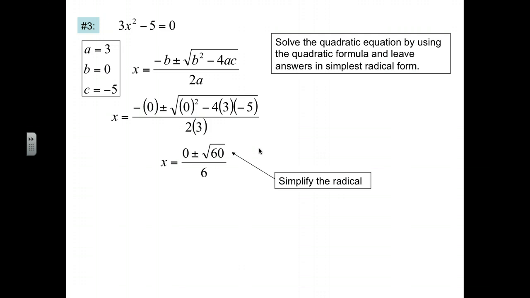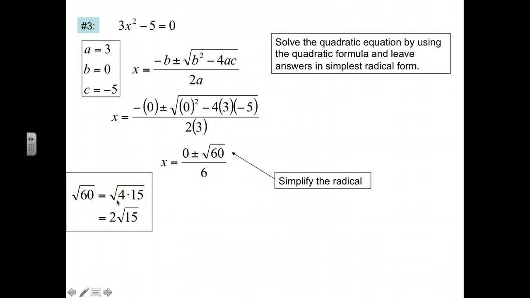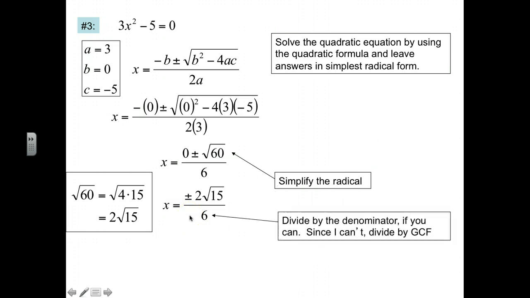Now I need to simplify the radical because they asked me for simplest radical form. 60 is simplified, meaning two numbers, when I multiply it, I get 60. One of them has to be a perfect square. This becomes 4 times 15. Square root of 4 I know is 2, and I keep my radical 15. This becomes plus or minus 2 square root of 15. And remember, you will always get two answers.